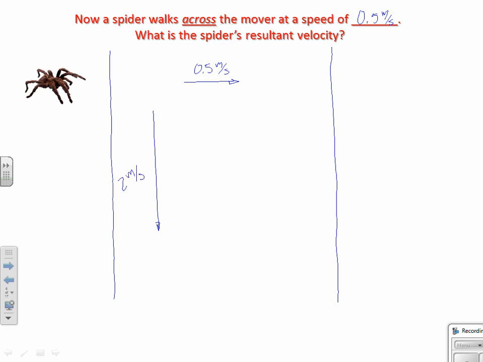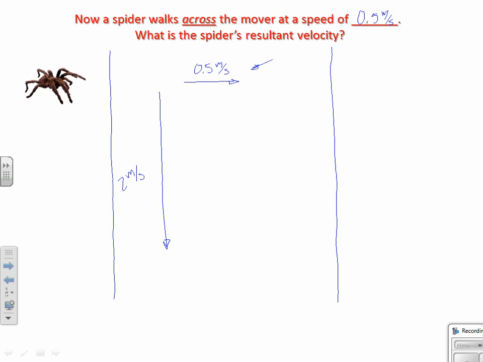Now I want you to notice something. I haven't chosen a scale, right? But what I have done is tried to draw these sort of to scale, right? That's one unit. Well, you know what? This should maybe even be a little bit longer. If this represents half a meter per second, and I want 2 meters per second, it should be 4 times as long. Yeah?